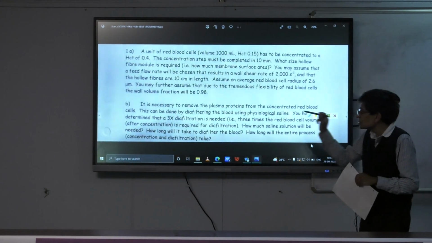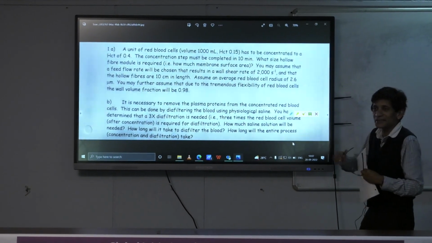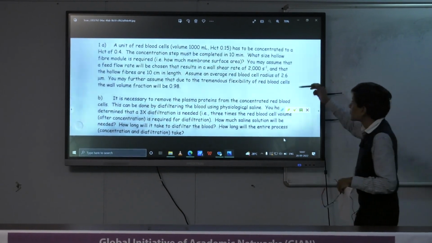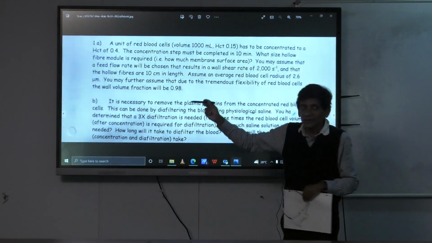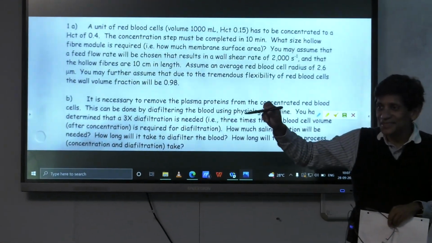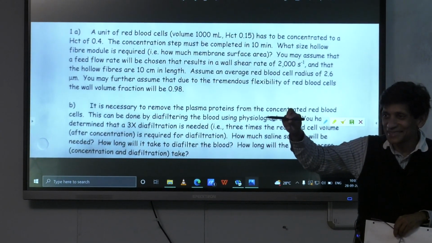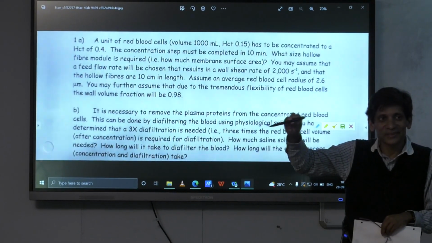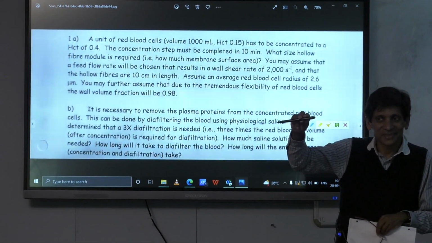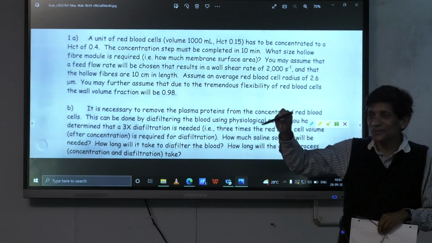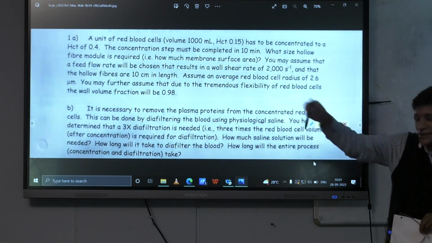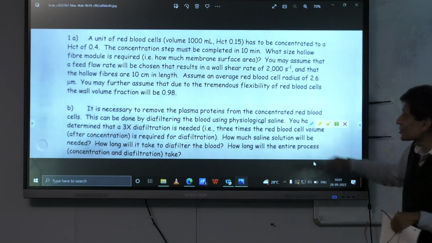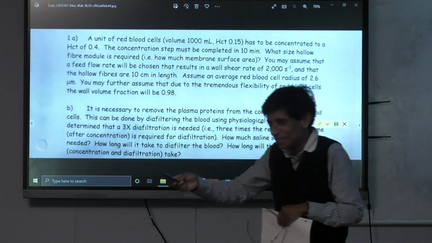Actually, better still, who would like to draw a diagram of what's happening? Would somebody like to come and draw a diagram of the setup, what's going to happen? So you have this unit of red blood cells. Who would like to draw a diagram? Volunteers? Somebody must have thought about it. Who's going to volunteer? You want to volunteer? Okay. Yes, come. You can draw the diagram. That's easy, right? So go ahead.